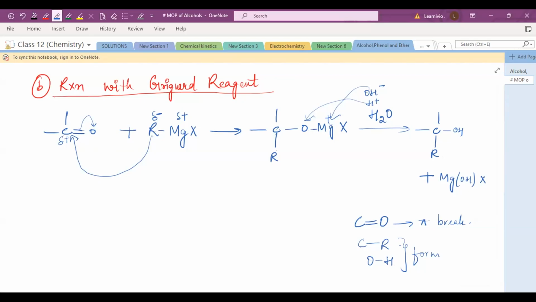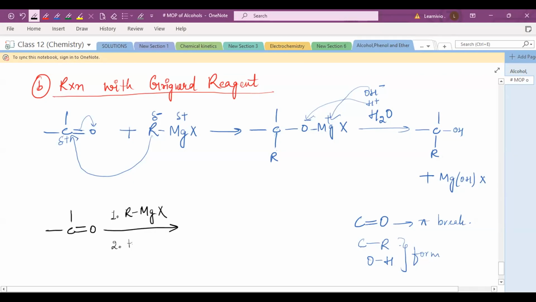Okay, again, this is a two-step reaction. The first step is the reaction of the carbonyl with your Grignard reagent. In the second step, hydration. If the mechanism is not asked in the exam, then just remember this trick. Just break the pi bond of the carbon and oxygen and make two new bonds: carbon with the R group, alkyl group, and oxygen with hydrogen. Very simple.